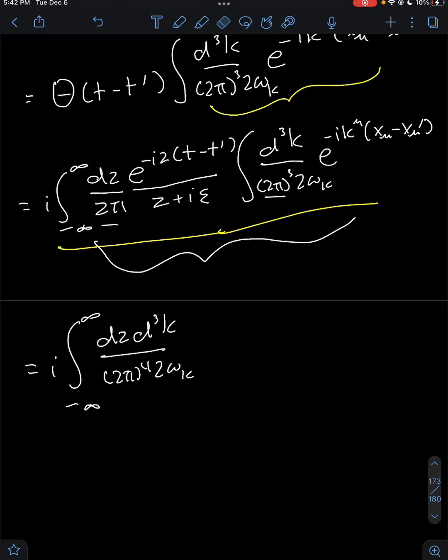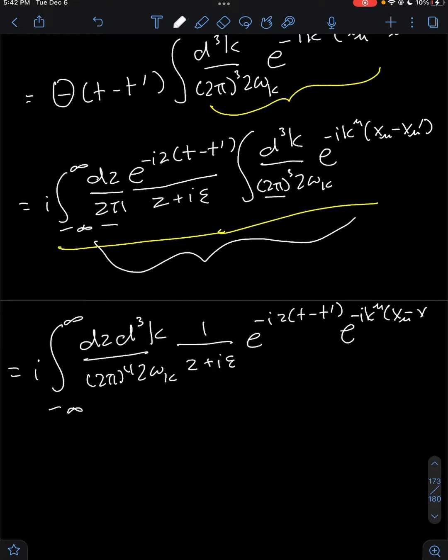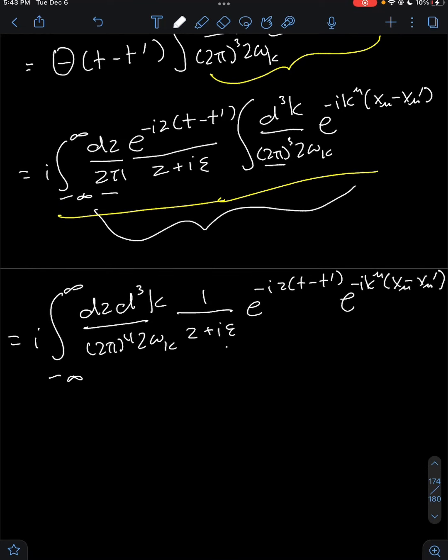It should be a 3k over here. So now we have 1 over z plus i epsilon, e to the minus i z (t minus t prime), times e to the minus i k_mu (x^mu minus x^mu prime). Now you might be wondering what this epsilon is. It's just some constant.